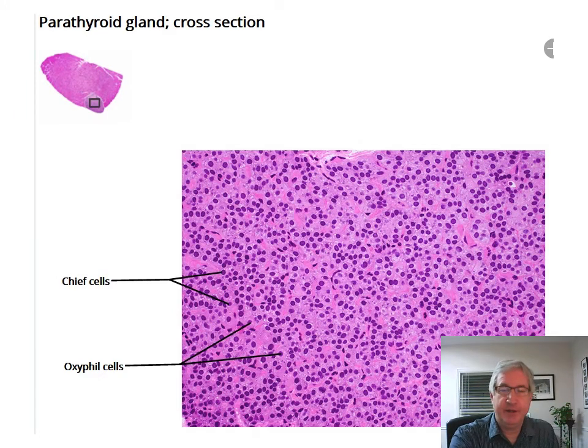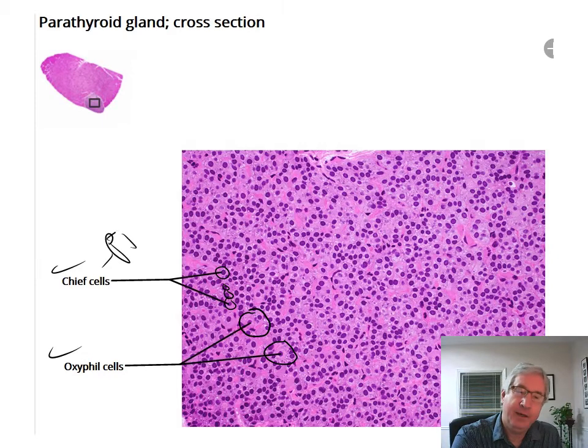I just want to put this slide here just to show you that you have chief cells and oxyphil cells, but they're not always separated into 2 groups. They're intermingled. So here's an oxyphil cell here. Here's another one here. You can see that cell membrane on it. And then you have all these chief cells here. Here's one. All these little dots are the nuclei through there. You can see all the chief cells. Those are producing the parathyroid hormone, making PTH. So, all right, next slide.